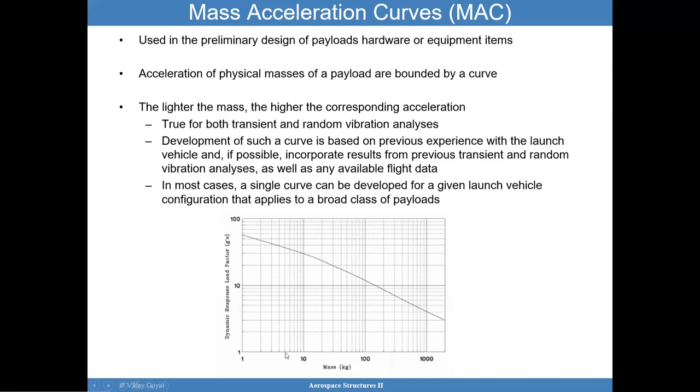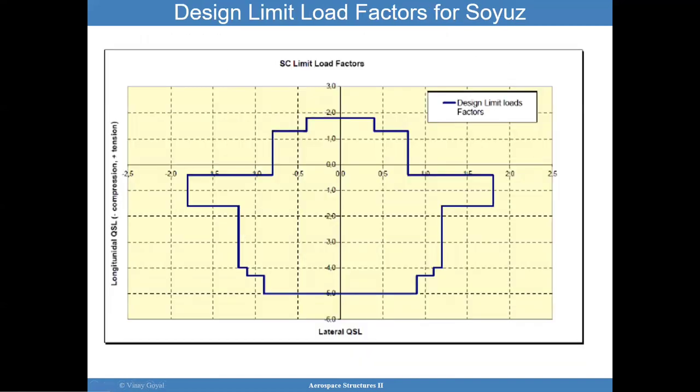The idea here is, if I have an appendage that is a light mass, for example, I can calculate how many Gs I have to apply to the structure, and then it has to survive that quasi-statically. You also have design limit loads, for example, for spacecraft that have been developed with experience. Here is something like an airplane curve that shows the design limit loads that need to be applied for lateral loading and for longitudinal loading. You're going to apply these static loads to the spacecraft model quasi-statically. Here, all you see is limit load conditions.